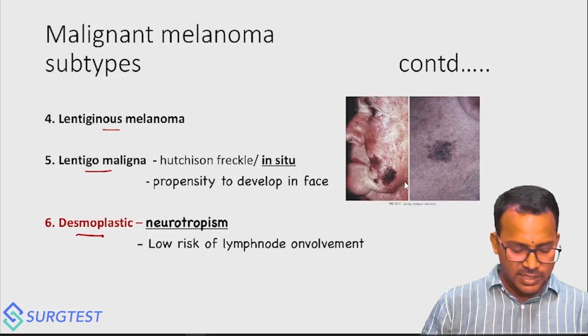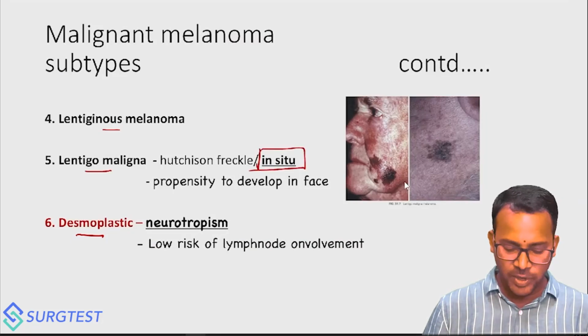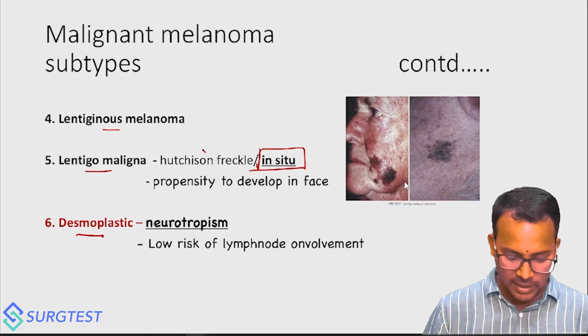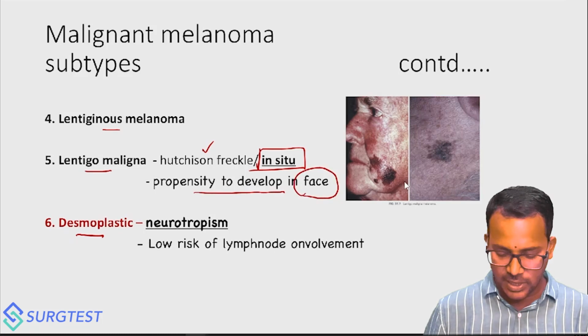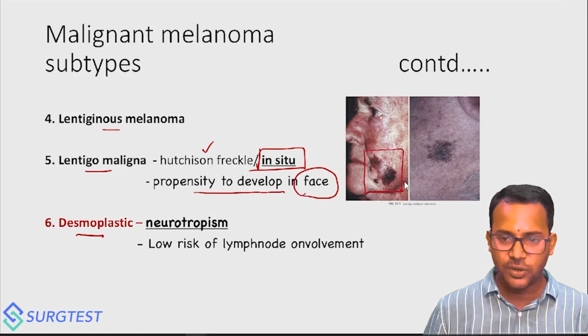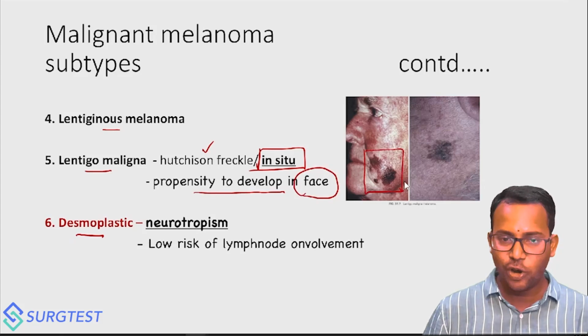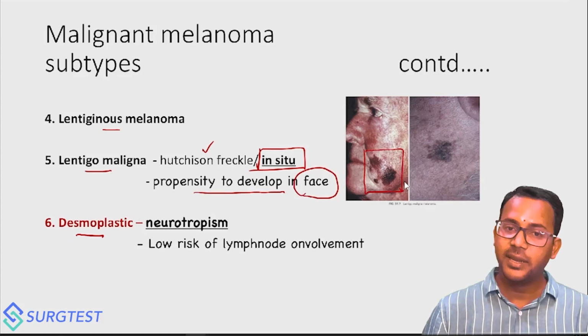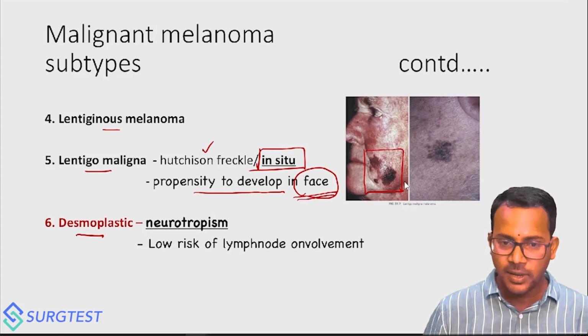You see, this lentigo maligna is something like an in situ lesion. It is also called Hutchinson's freckle, and it has a propensity to develop on the face. Okay, as you can see in this patient, this malignant melanoma subtype lentigo maligna, which is mainly an in situ malignant melanoma, has a propensity to form on the face.